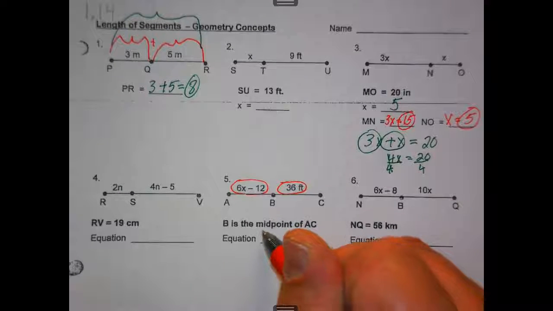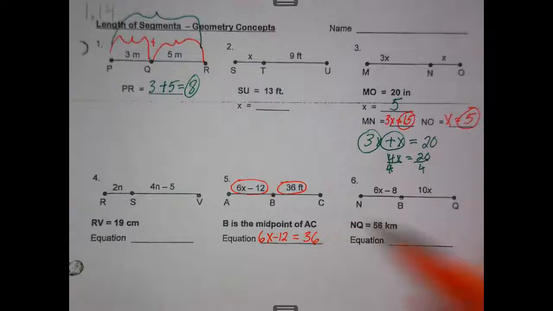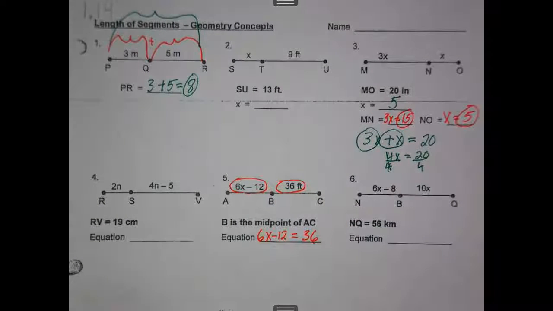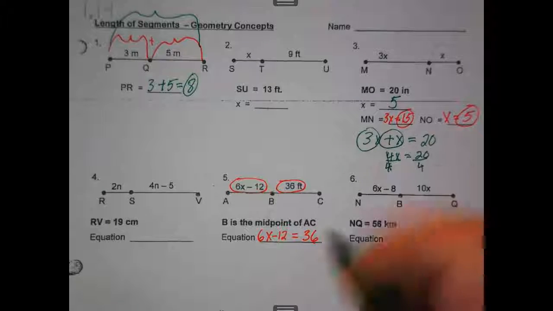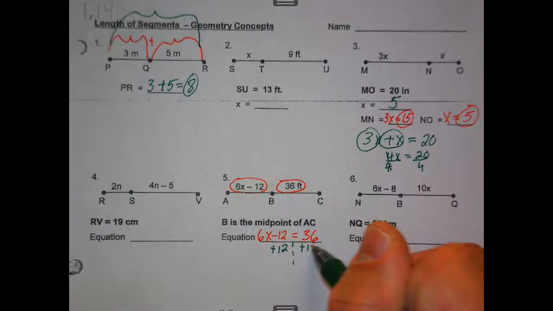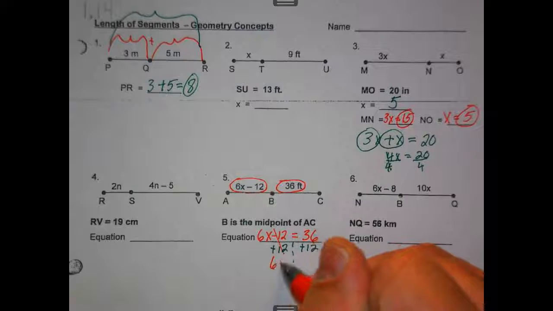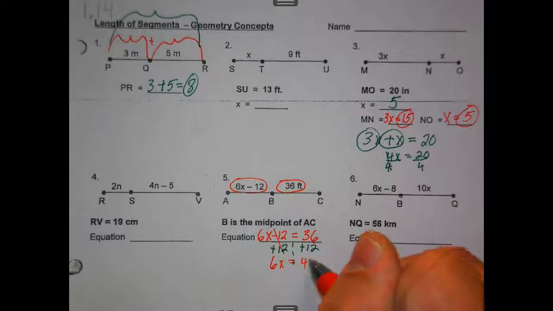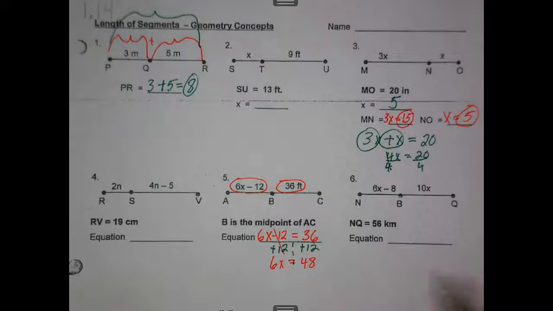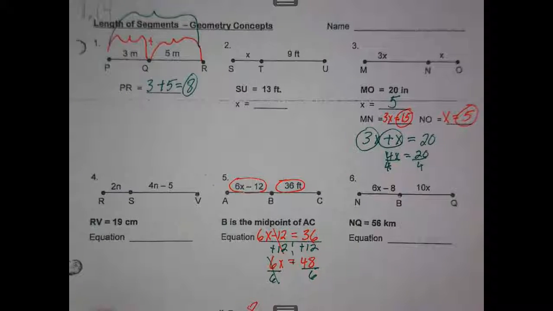So my equation is going to be 6x minus 12 equals 36. Then I just solve for x. Add 12 to both sides. I get 6x equals 48. Divide both sides by 6. So therefore, x is going to be 8.